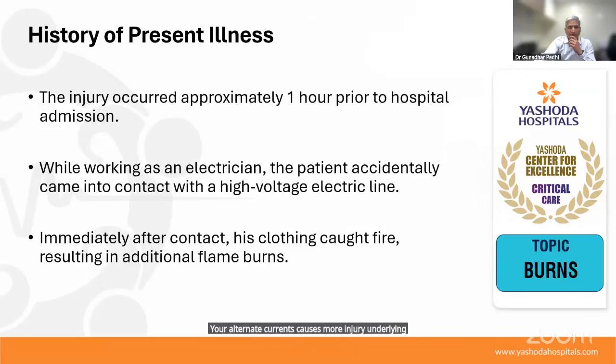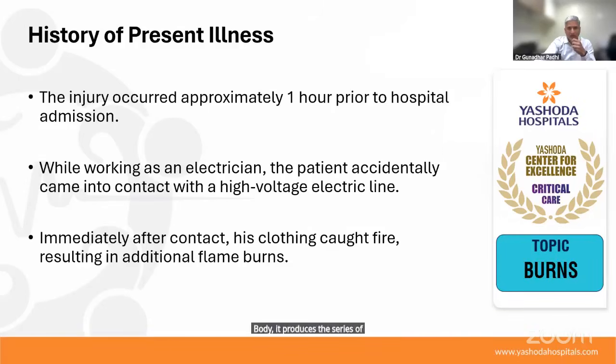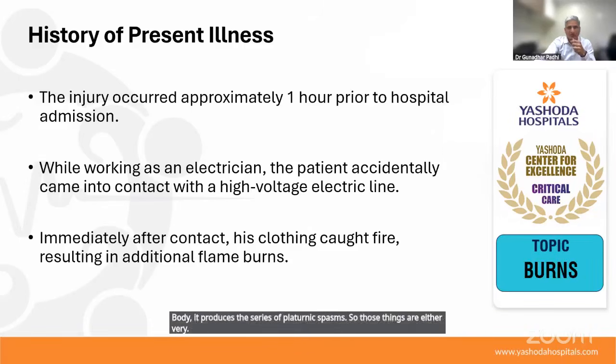underlying muscle damage, the necrosis, and tissue damage more compared to your direct current, because they produce a series of tetanic spasm. Whenever the current passes through the body, it produces a series of tetanic spasm. So those things are ideally very important. You have to mention exactly where and how the injury has happened. Actually, this is how your treatment line, your subsequent prognostication and the outcome of the patient depends.